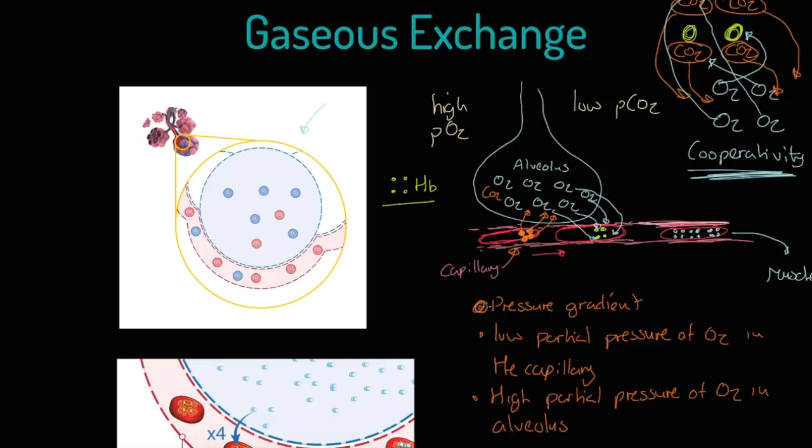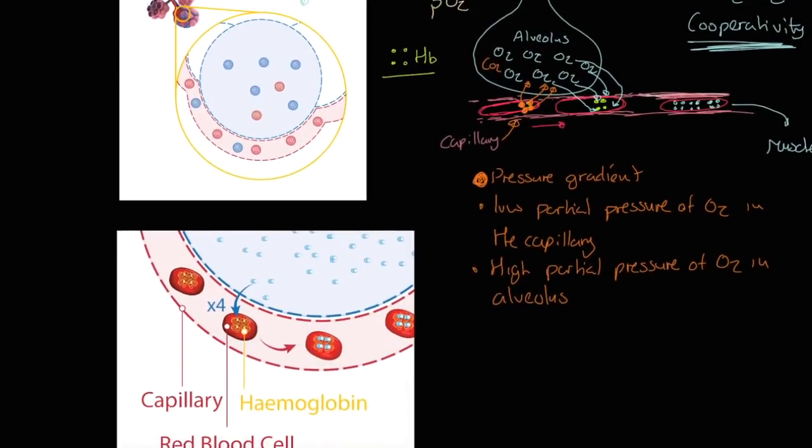And therefore, what have we got? We've got a pressure gradient. And as a result of that, we know gases always move from high to low pressure. So what must that mean? Well, the high partial pressure of oxygen in the alveolus must equalize with that in the capillary. So we're going to get oxygen moving across and attaching through cooperativity with those hemoglobin on the red blood cells, okay?